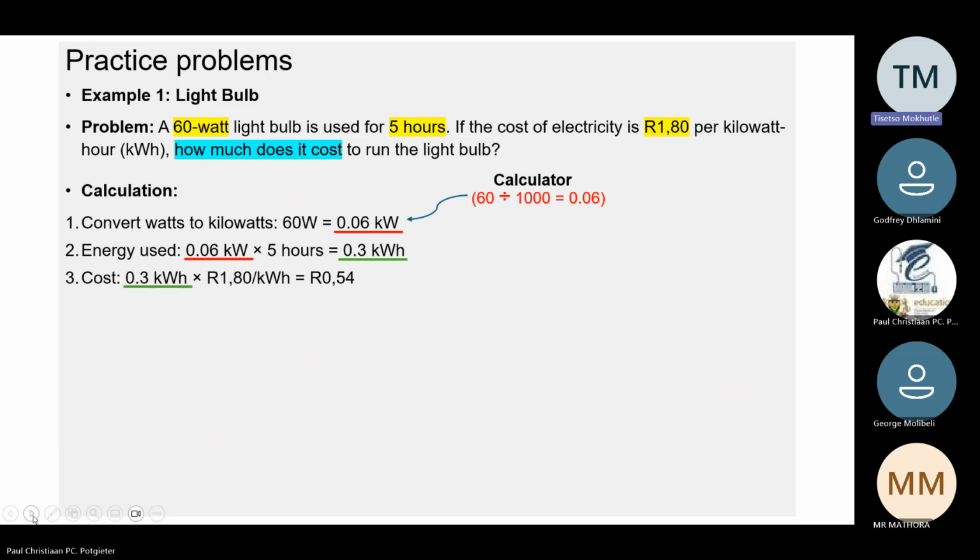There you go to a calculator, you say 60 divided by 1,000, you get 0.06, which is kilowatt. And you see those values, it means you take the power, you insert it into the energy equation. Then you get the answer of what the energy is. The answer that you get from the energy, you insert it into the cost equation.